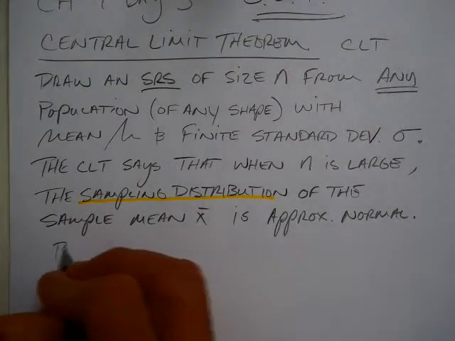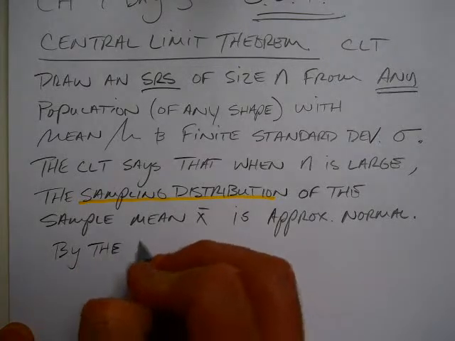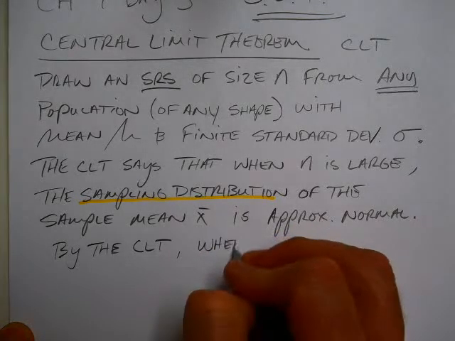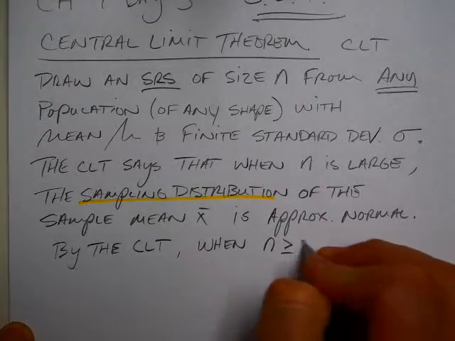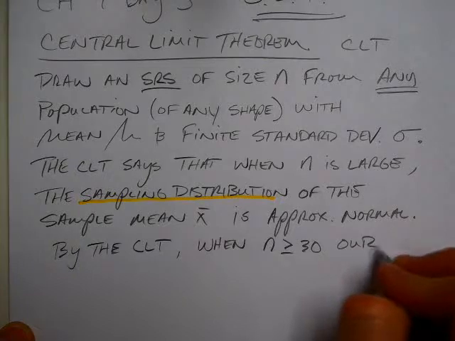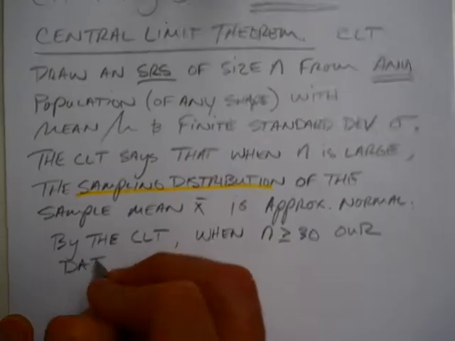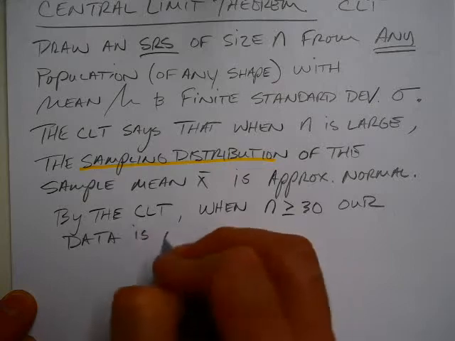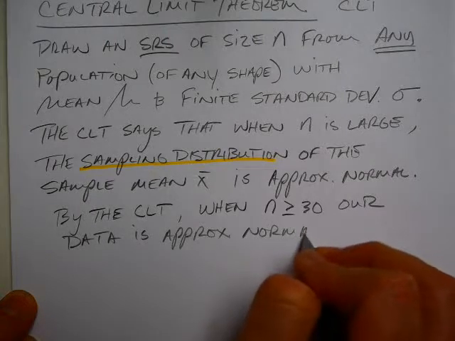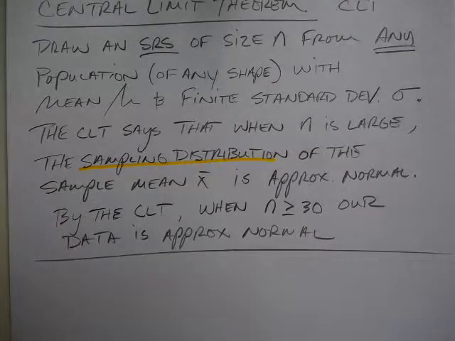So by the CLT, when n is greater than or equal to 30, our data is approximately normal. I would argue that this is the main theorem of statistics.